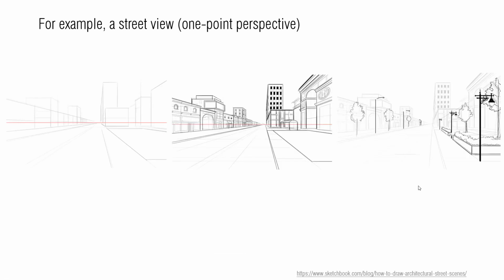Here on the website Sketchbook, they have well illustrated examples that show the process of doing a one-point perspective on the street. You can see that the process is like, first you decide on the horizon line, the vanishing point, and the main parallel lines that form your street. Then based on that frame, you fill in the buildings. And then you also fill in the trees, the light posts, and other stuff based on this frame.